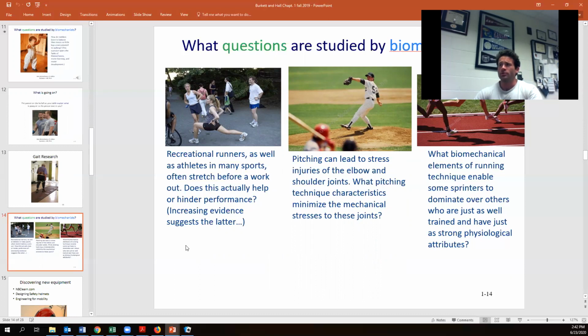And then what can we do to make ourselves more efficient as a sprinter, as a thrower, as a lifter, as insert any sport athlete? What's the most efficient technique we can use for a given individual? And what's the most efficient technique in general that we can employ when working with athletes?